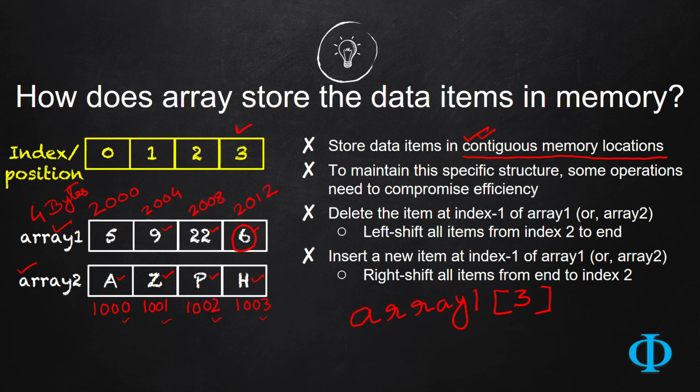But this representation has several disadvantages when it comes to insertion or deletion of an element at some index. In the next video, we are going to learn about those disadvantages, and how the array manages insertion and deletion of an element.